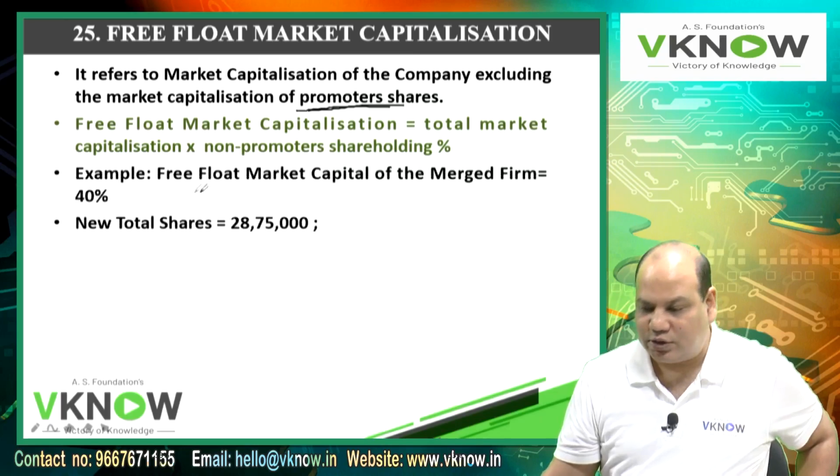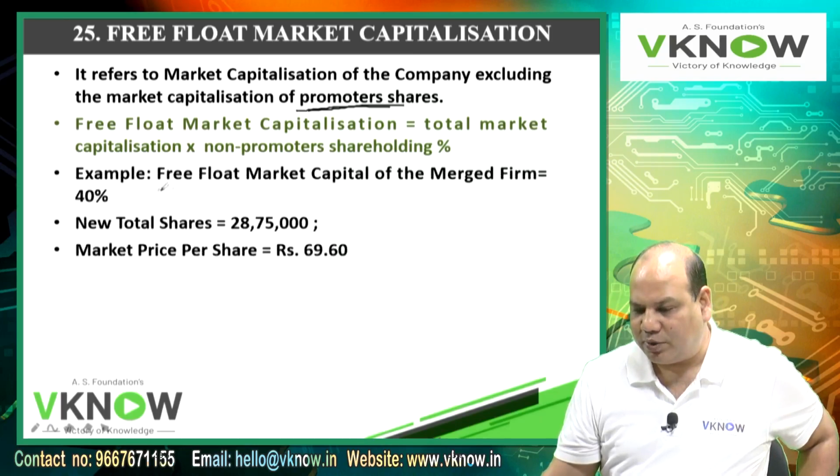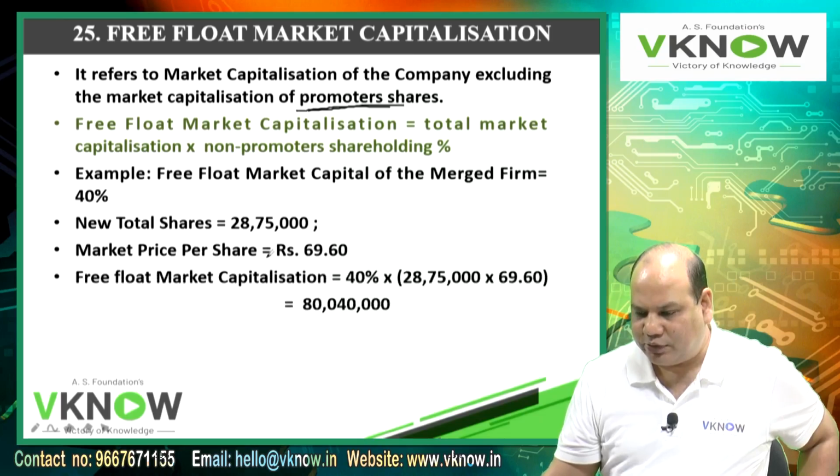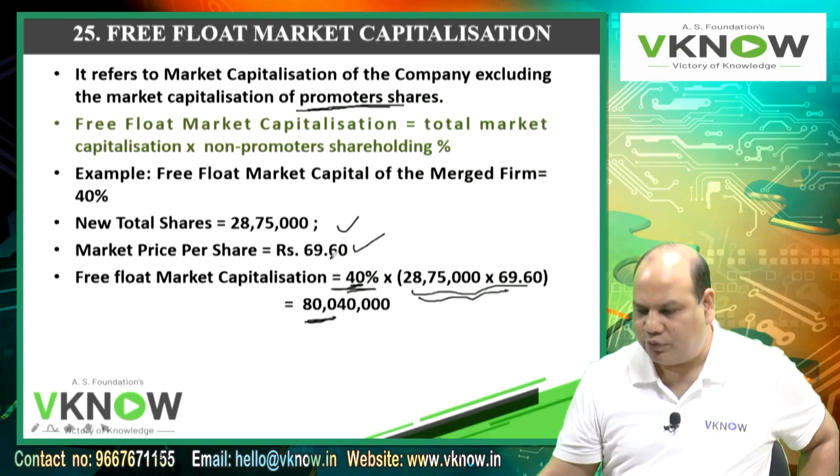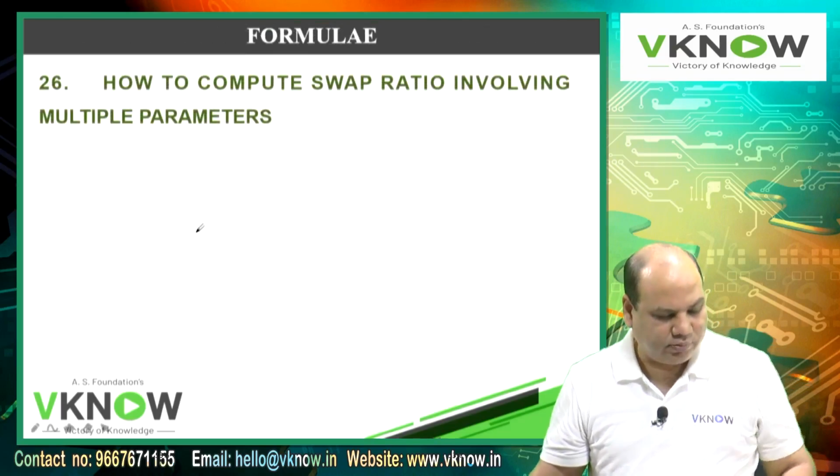One example I'll discuss here. Free float market capitalization is 40%. Total shares 28,75,000. Market price per share is 69.60. So free float market capitalization will be 40% of total market capitalization. 40% of total share into market price. This gives you total market capitalization, into 40% will give you free float market capitalization.